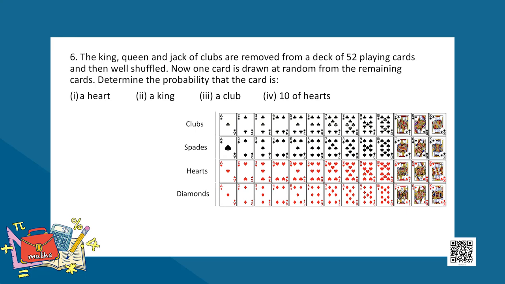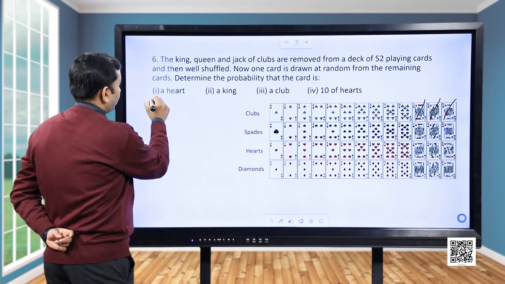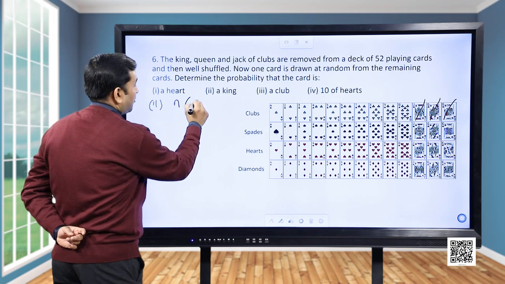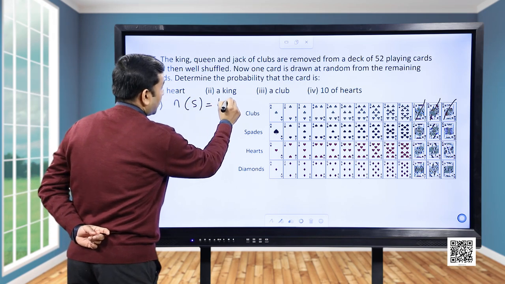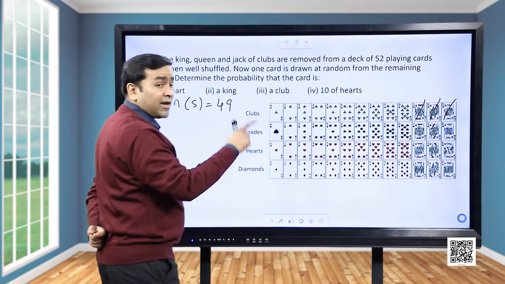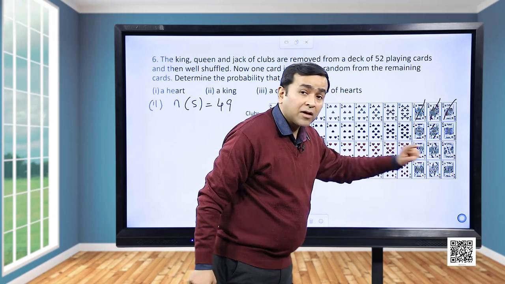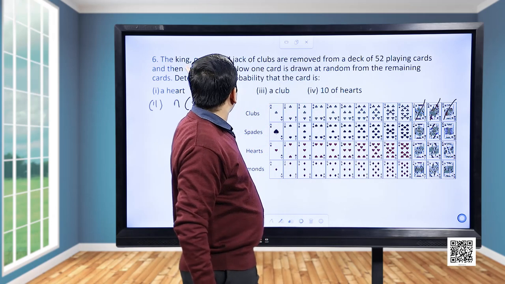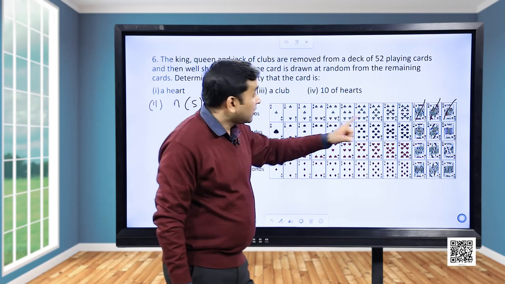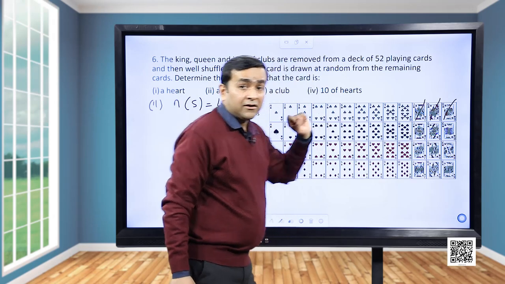We need to find the probability of drawing a card such that it is a king. So we don't have these three cards. We know all the possible outcomes as 49; we found it earlier in the first part. Now, how many kings are there? There are four kings of clubs, spades, hearts and diamonds. But the question says we don't have king, queen and jack of clubs, so I have removed it for you. So how many are left? Only three kings are left.